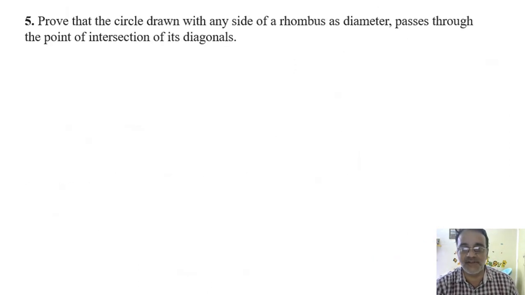That is question number 5. This is also a very good question. Prove that the circle drawn with any side of a rhombus as diameter passes through the point of intersection of its diagonals. So what is a rhombus? Sai Suhas, what is a rhombus? Harpita? Sir, a quadrilateral whose all sides are equal. Parallelogram. You start with parallelogram. A rhombus is a parallelogram in which all sides are equal.